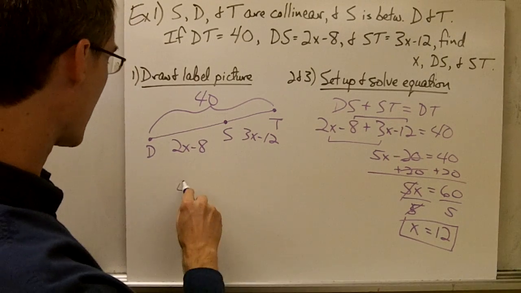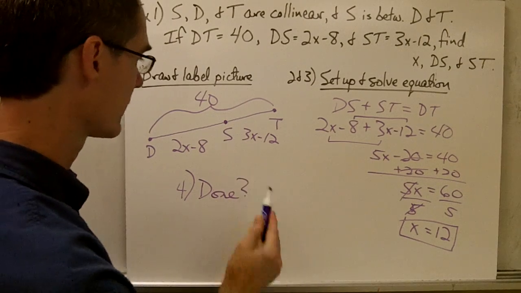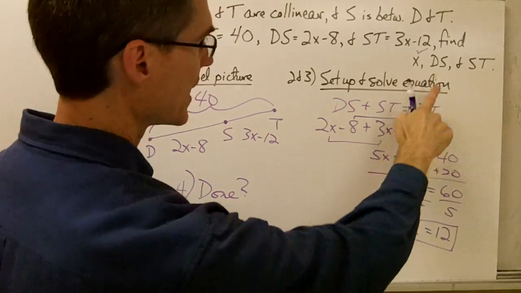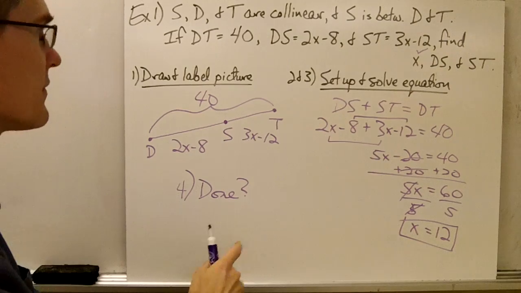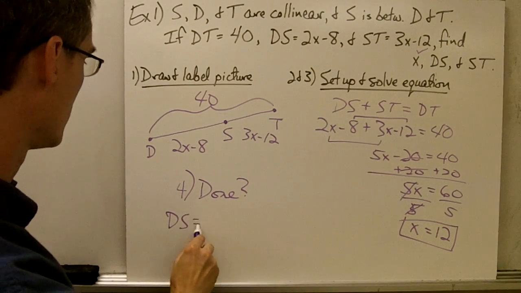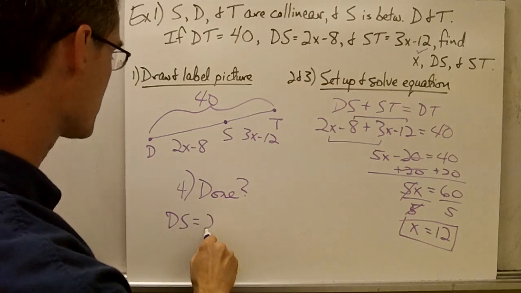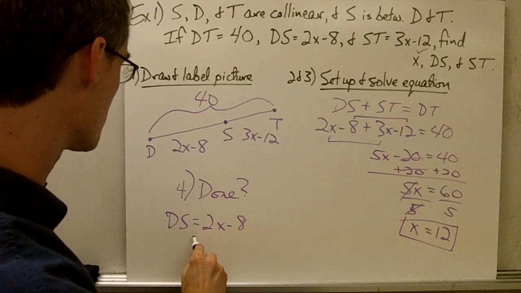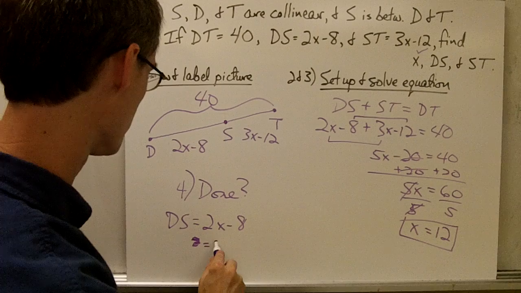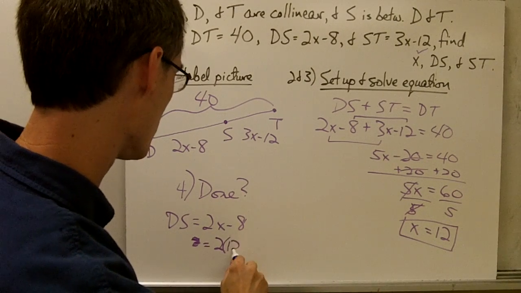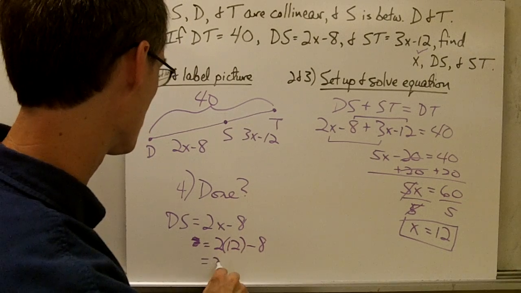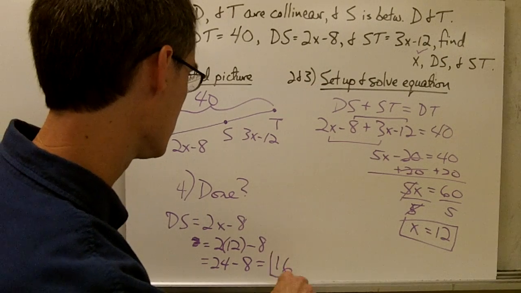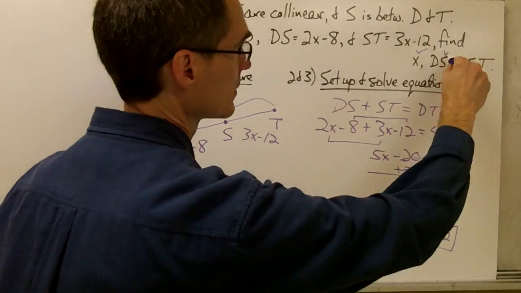My 4th step is to ask myself, am I done? I'm supposed to find x, DS, and ST. Well, I found x, but I'm not done because I haven't found DS and ST yet. So let's find them. DS, according to my problem, is 2x minus 8. I know what x is now, so I can plug that in: 2 times 12 minus 8, that's 24 minus 8, which is 16. So now I know what DS is.